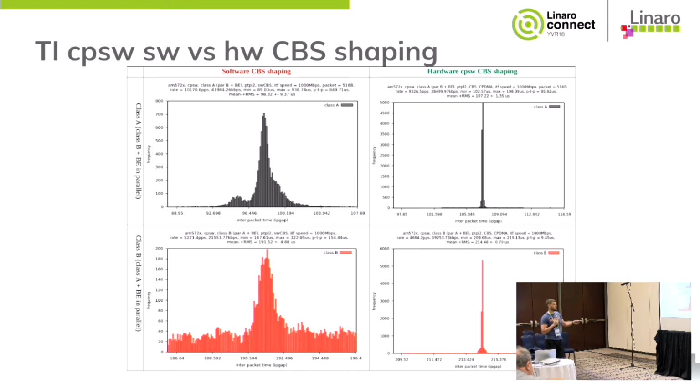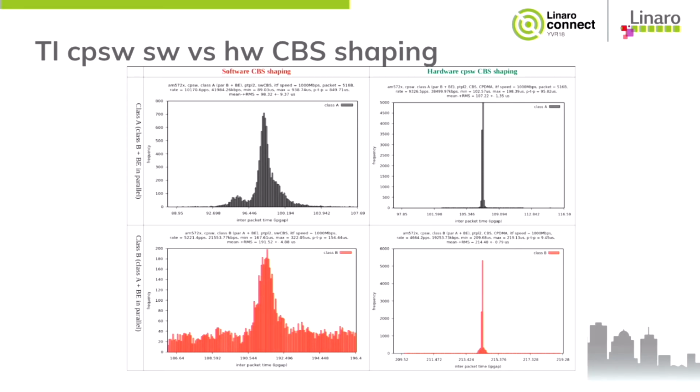And this is the same test, but with best effort traffic applied in parallel. Best effort here is only 40 megabits because it has a huge impact when we use all the bandwidth. So for comparison, we can see that hardware CBS shaping is much better than software. The red one is for class B, black for class A.